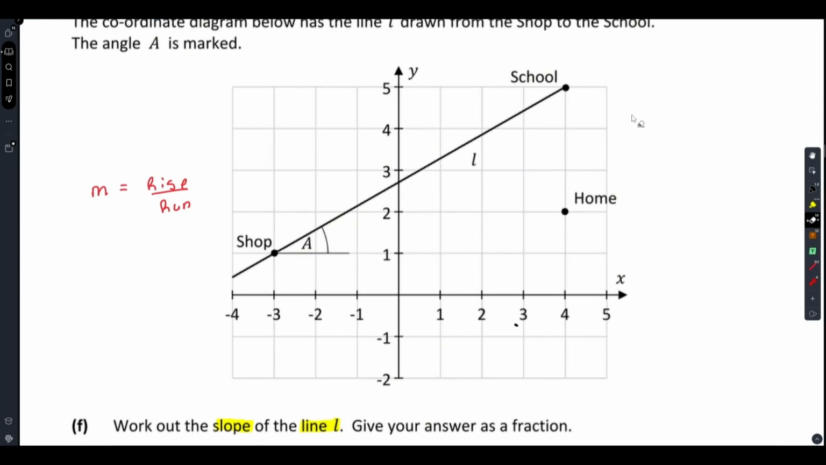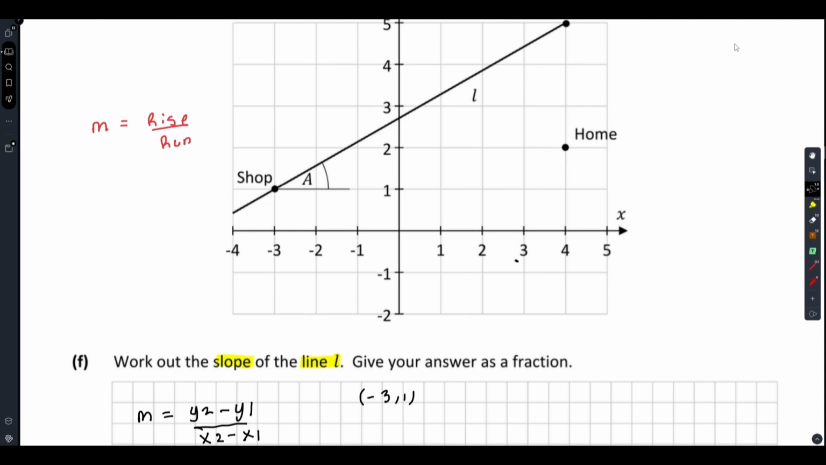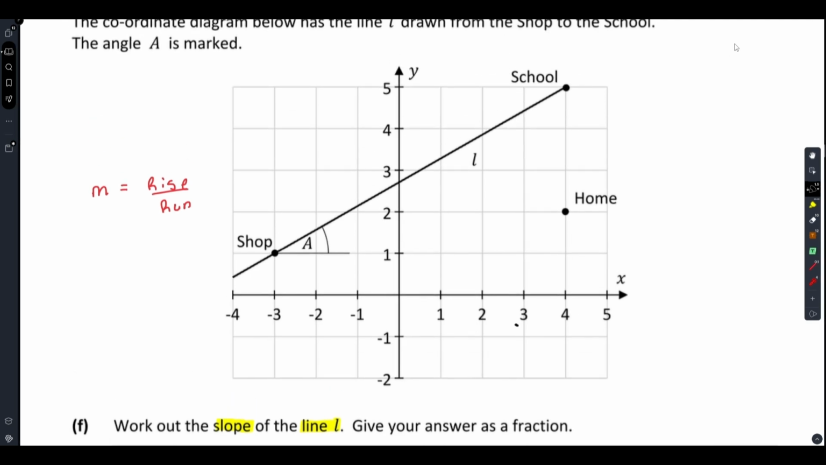So on this line L, are there any distinct points? Exactly, so minus 3, 1. So that's going to be one of our points, which I'll write down here. So we take minus 3, 1. That is a point on that line, as we can see, because the line goes through it. And what's the other one that is pretty distinct as well?